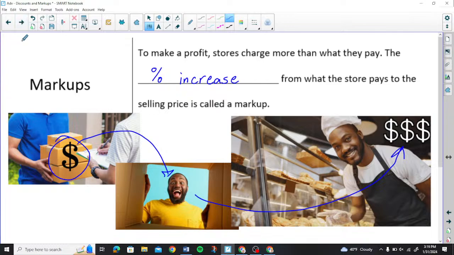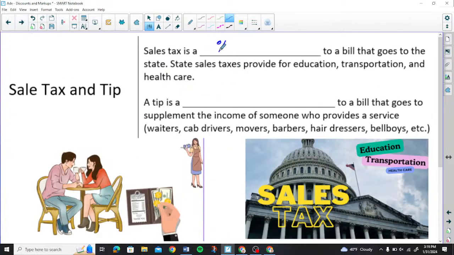There's also two other ways to have a percent increase as well. Sales tax is a percent increase, and that's done to a bill that goes to the state. And then state sales tax is used to provide for education, transportation, and healthcare. A tip is another form of percent increase, and it is added onto a bill, and that goes to supplement the income of someone who's providing a service, like waiters, cab drivers, movers, barbers, hairdressers, bellboys, and basically any service industry that you can think of where someone goes out of their way and performs an exceptional job to help you out.